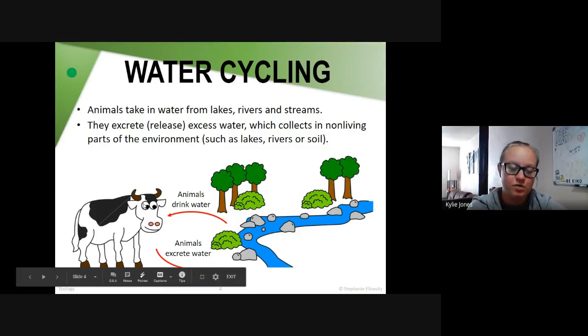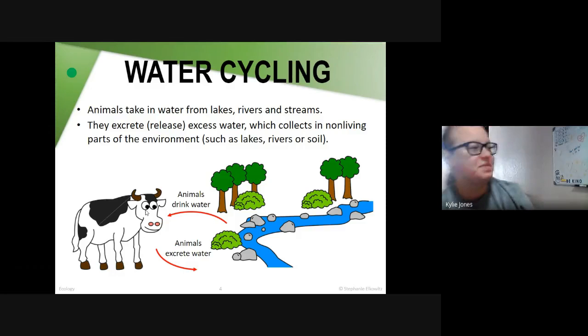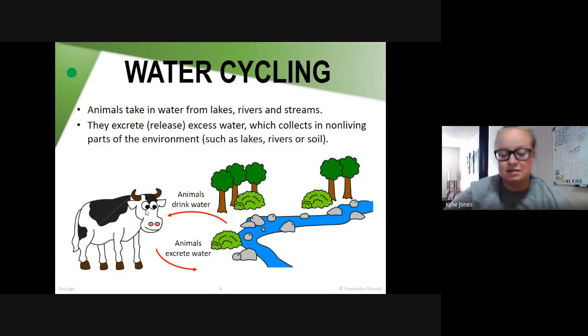So if you think of cow poop, basically, that's manure, which then we use as soil for plants that help them grow. So the water cycle is important because it still goes through and gives you different nutrients as well, things that are good for growing plants and stuff.